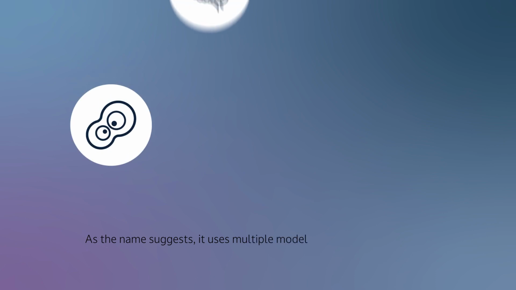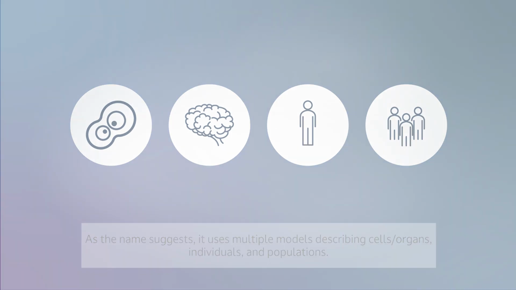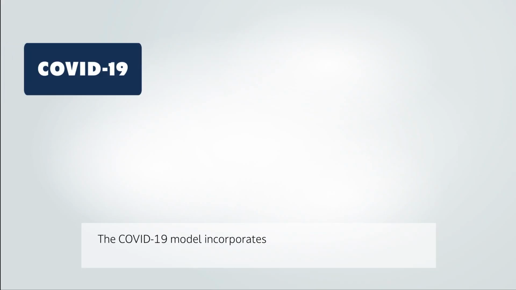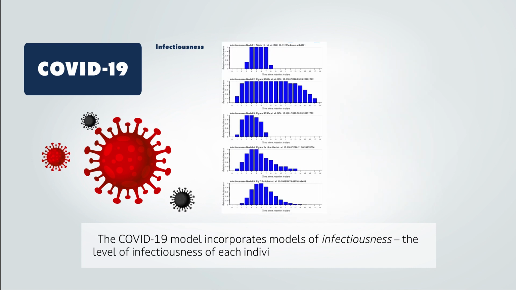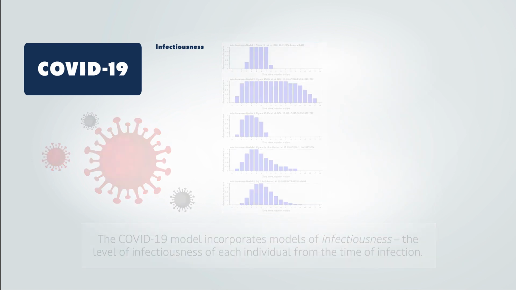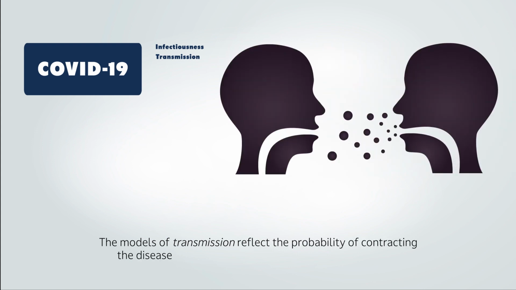As the name suggests, it uses multiple models describing cells and organs, individuals and populations. The COVID-19 model incorporates models of infectiousness, the level of infectiousness of each individual from the time of infection. The models of transmission reflect the probability of contracting the disease through interactions with infected individuals.